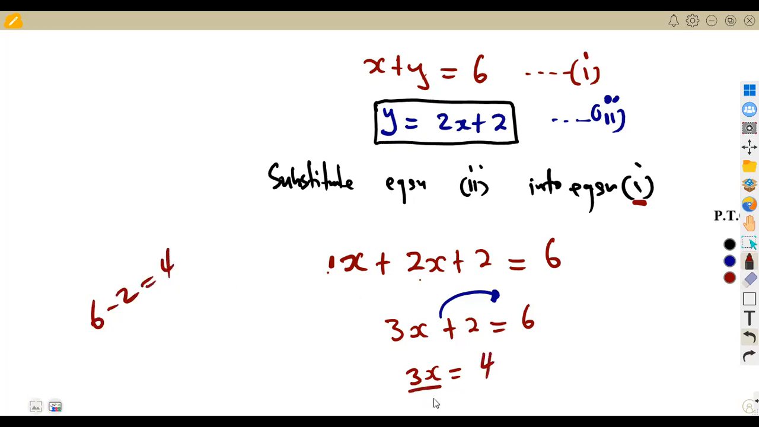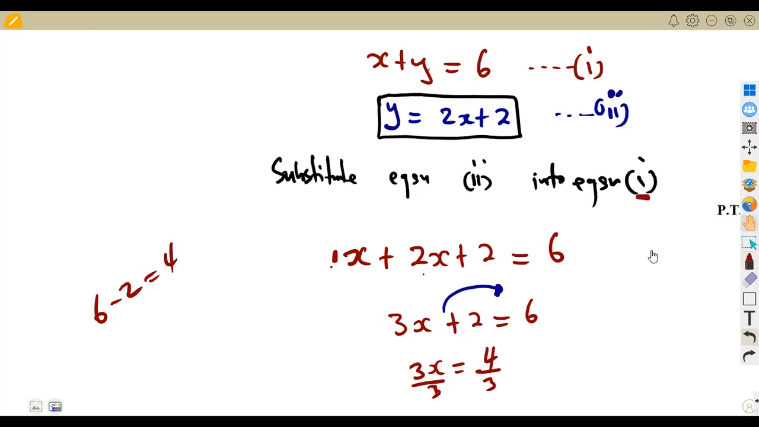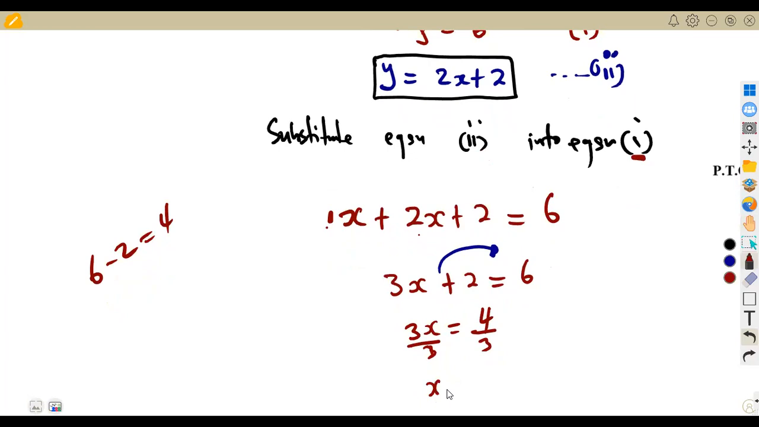Then we can divide by 3. We can divide by what? By 3, both sides, to have the exact value of x. So this 3 and 3 cancel. You remain with 4 over 3. All right, so that is the first value that you're obtaining, which is the x value is 4 over 3.